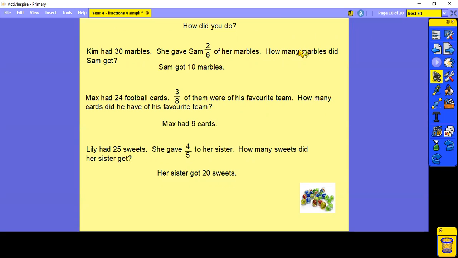How did you get on? So for the first problem, 2/6 of 30 is 10. So Sam got 10 marbles. Max had 24 football cards. So 3/8 of 24 is 9. Max had 9 football cards of his favourite team. And Lily had 25 sweets and she gave 4/5 to her sister. So 4/5 of 25 is 20. So her sister got 20 sweets, a very generous Lily.